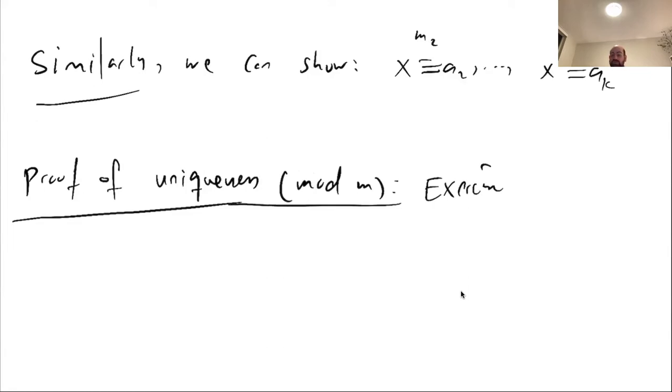So the solution is not unique. You can have more than one solution, but any two solutions that you consider are equal mod M. They may not be equal, but they're equal mod M, meaning that they're congruent to each other, mod M.